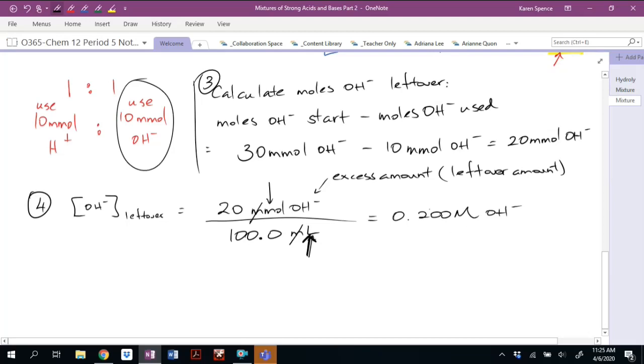And from that point, you would simply find the pOH and then the pH, or you could find the concentration of hydrogen and then the pH. And I'm not going to show that step because it just makes things drag on a little long.